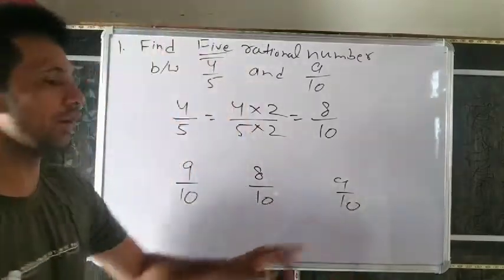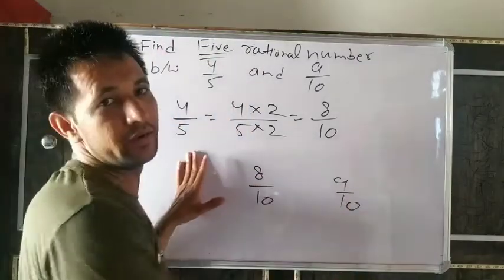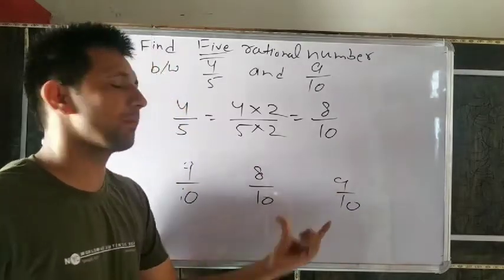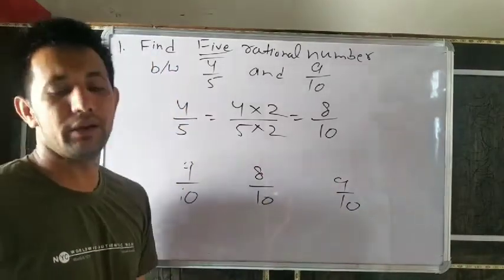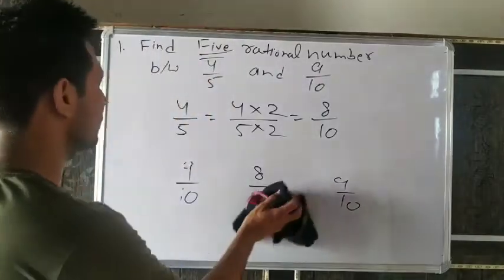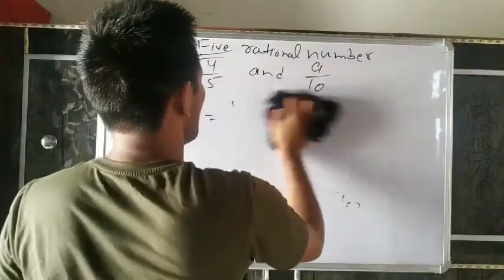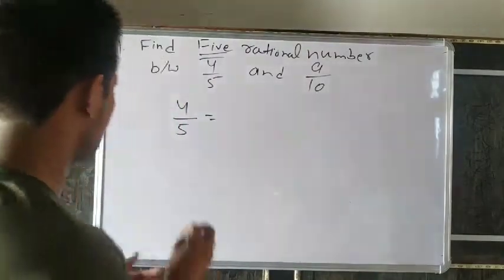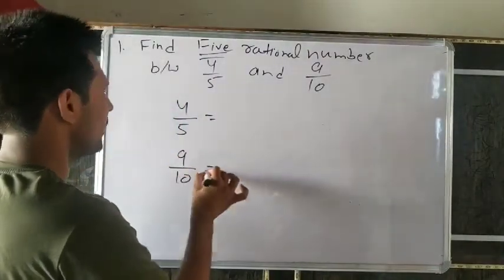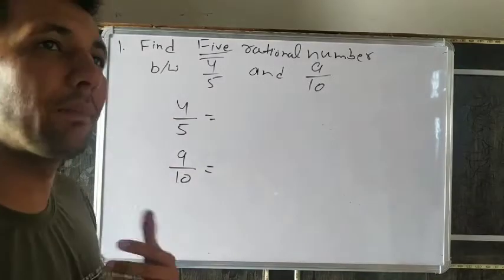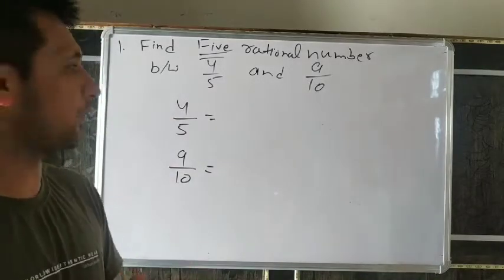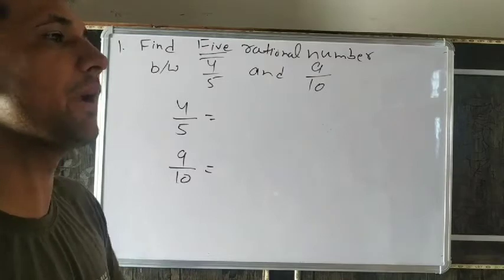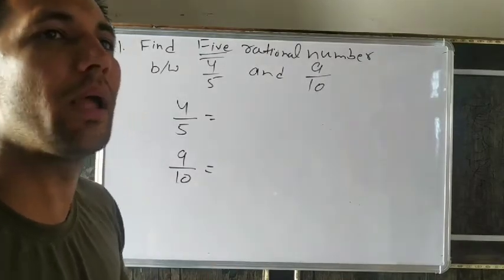It is very difficult to find. After 8, 9, it is very difficult to find numbers between 8/10 and 9/10. So in this case what will we do? 9/10. We will multiply.